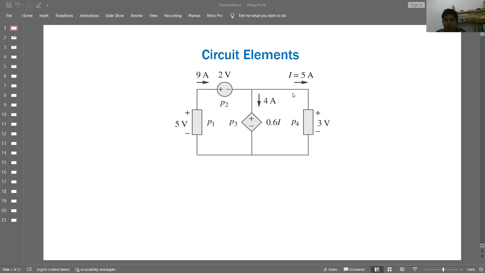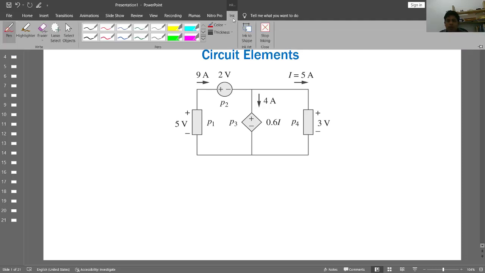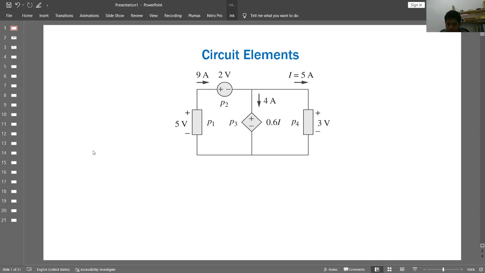Okay, circuit elements. Let's continue talking about what circuit elements are. We have here a definition. An element is the basic building block of a circuit. So let me write it down so we can have a note here.